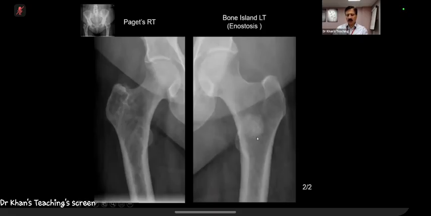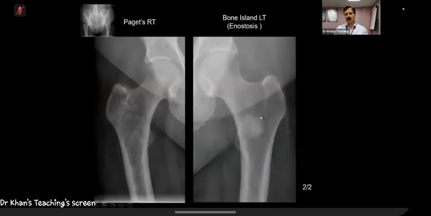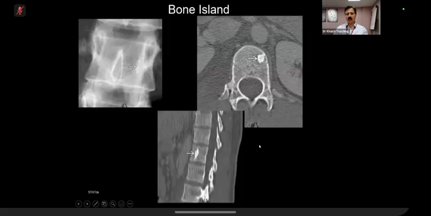It's a bone island. And the key finding is that in a bone island, look at this from StatDX, and these three things you have to remember. Dense bone fades out at periphery, and they merge into normal trabeculae. And brush border edge. So brush border edge is this. It's a key finding, which even here in your case, you can see this brush border edge.